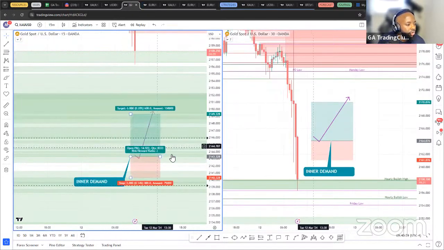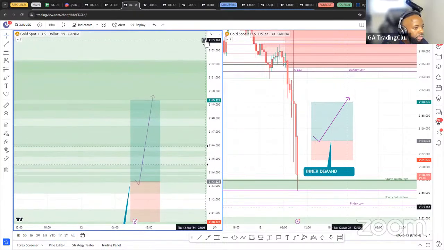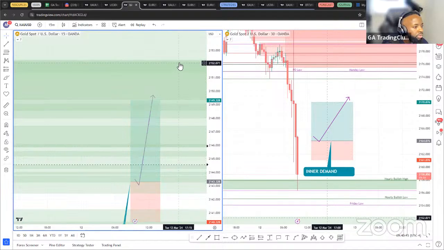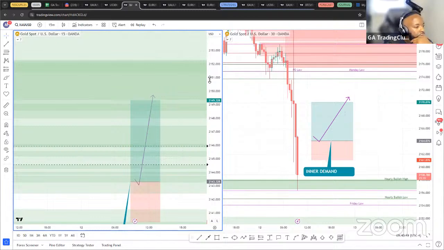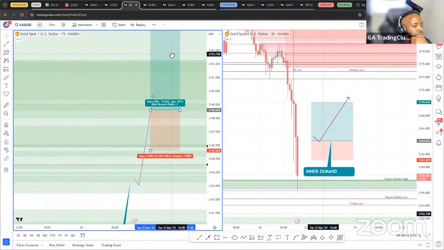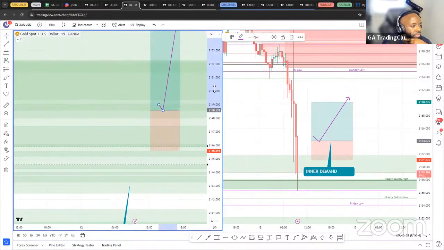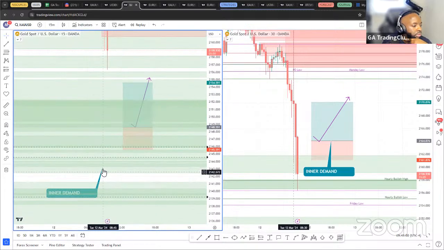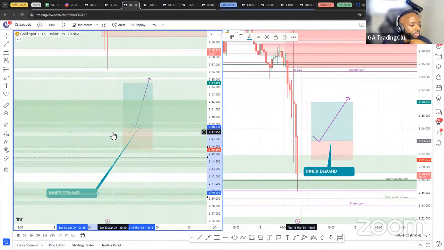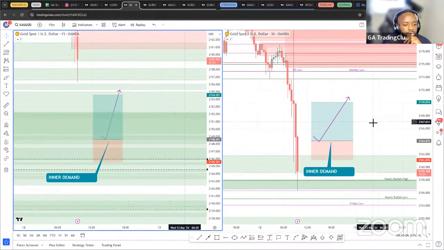So that's US 30. Gold, I already have alerts down here. Let's see. We have this zone right here, 2051. Actually, for gold, this would be the zone 2148 on the 15-minute time frame. You can see that white border between here. So that would be the zone for gold.